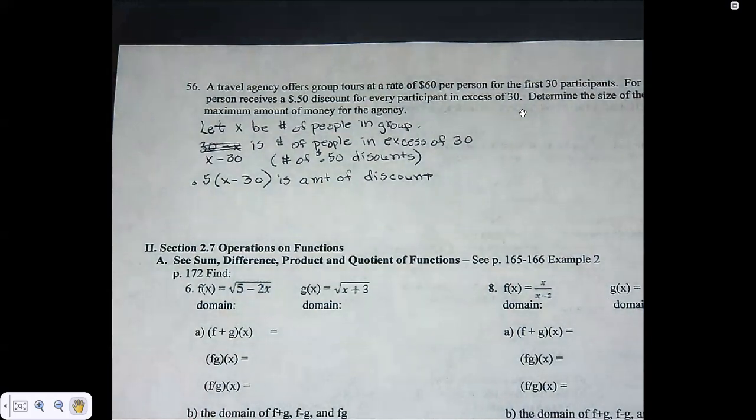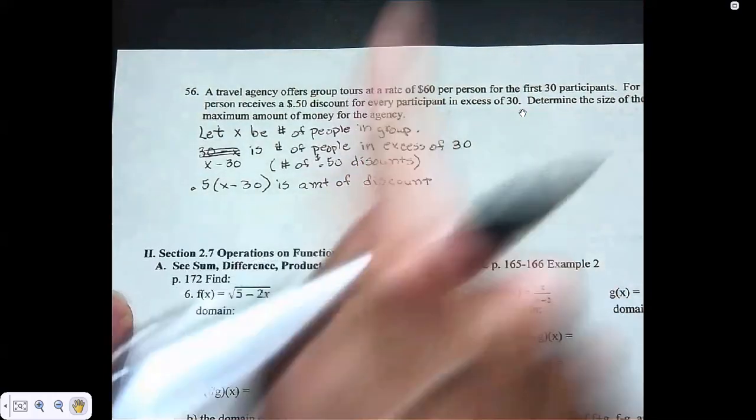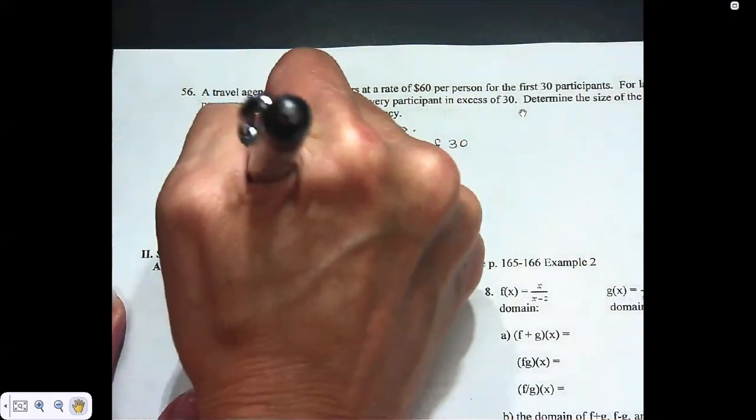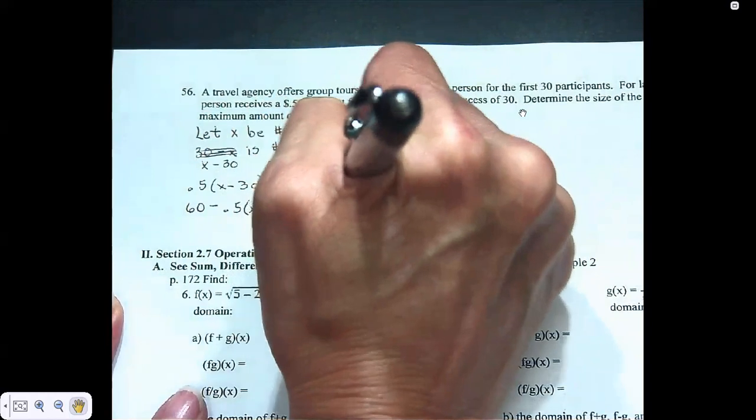If that's the amount of discount, then what is each person actually paying? Well, I don't know what X is, so I'm not asking for a number. I'm asking for an expression. If each person's discount is 0.5 times X minus 30, then what's each person paying? What's each person paying without a discount? $60. And then subtract that. Then we default back to everybody paying 60. This is going to end up being a piecewise function. But 60 minus this is the price per person.